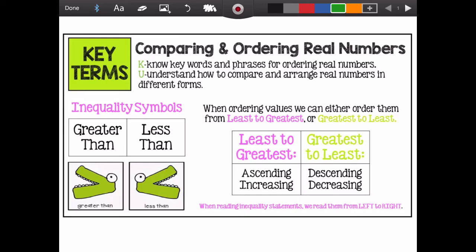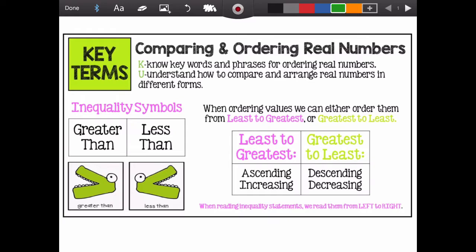8.2D, which is comparing and ordering real numbers. So we're going to focus on applying it to word problems and how they might word these types of problems on an assessment. So here again, the key thing we want to focus on is understanding the terms and vocabulary associated with least to greatest and greatest to least.